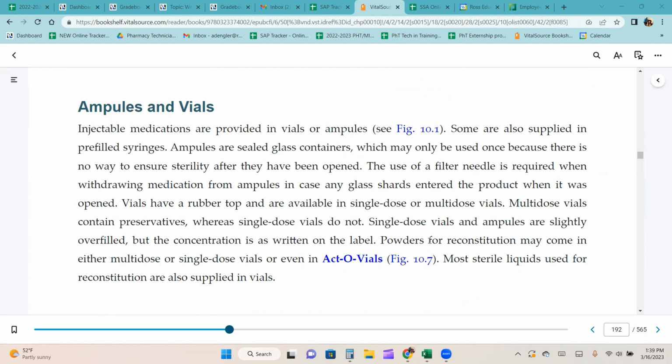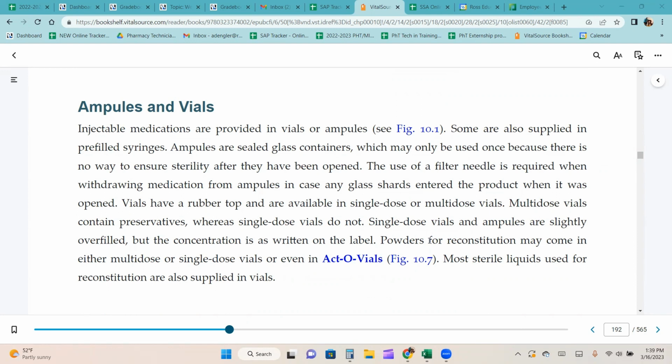Injectable medications are provided in vials or ampules. Some also are supplied in prefilled syringes. Ampules are sealed glass containers, which may only be used once because there's no way to ensure sterility after they've been opened. The use of a filter needle is required when withdrawing medication from ampules in case any glass shards entered the product when it was opened.